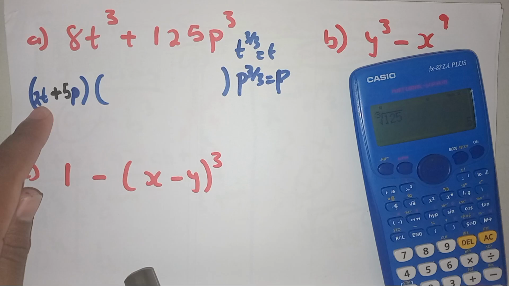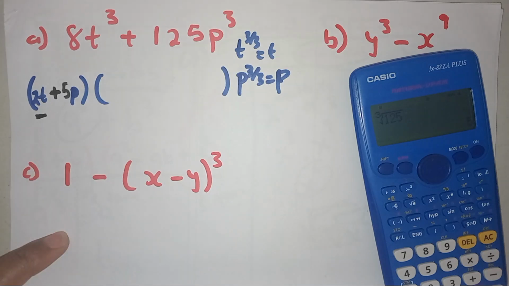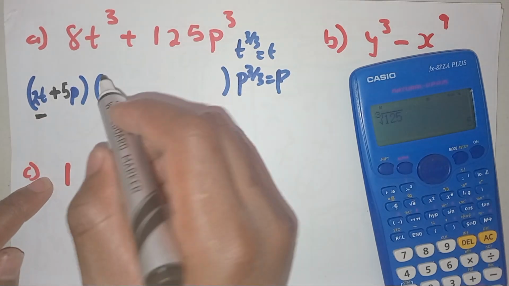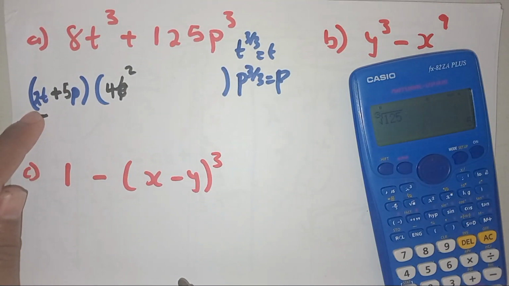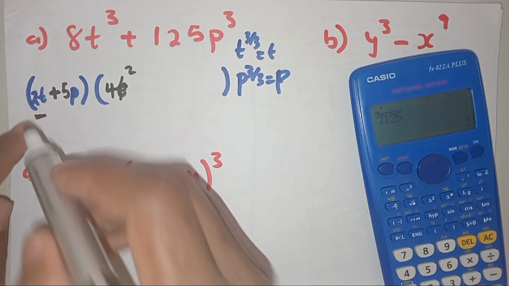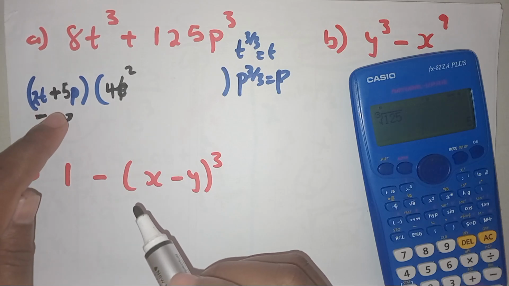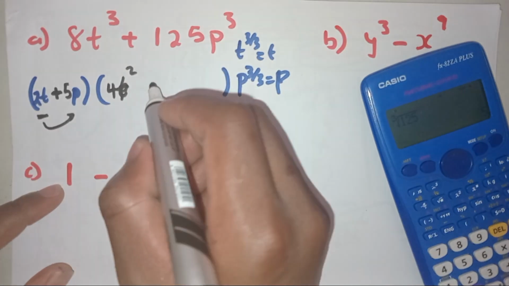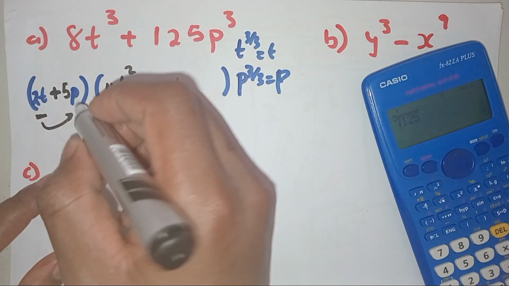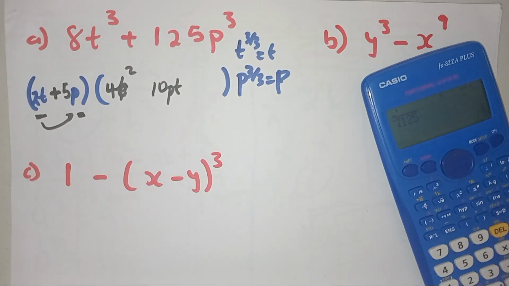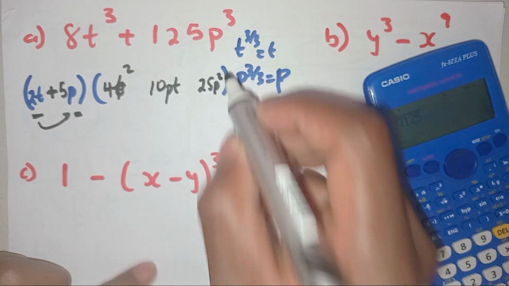Here is where the fun comes. You're going to say 2t by itself. You start by multiplying this one by itself. And then you say 2t times 2t, you're going to get 4t squared. Now the second step, you multiply these ones. 2t multiplied by 5p, you're going to get 10pt. And then you come to this one, you multiply this one by itself now. You say 5p multiplied by 5p, you get 25p squared, right?